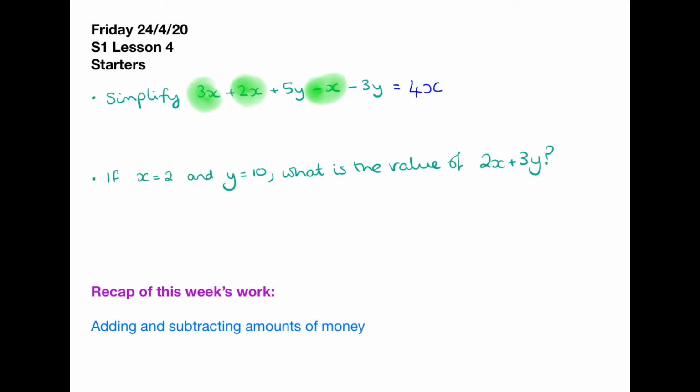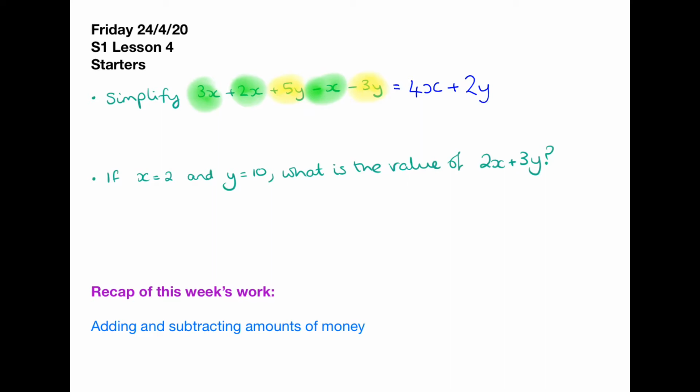And then if we have a look at the y's now, we've got plus 5y there, take away 3y there. So add 5 of something, take 3 of it away, you're left with 2 of it, aren't you? Positive 2y. So that's the answer there, 4x plus 2y. Okay, on to the second question.